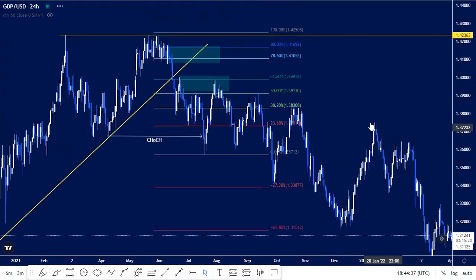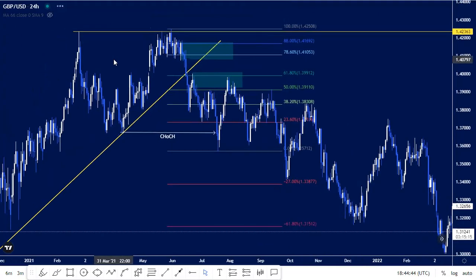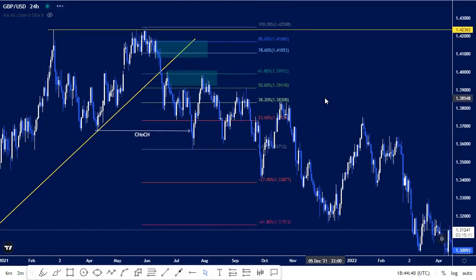Someone was asking me, why is it that when you're analyzing, you start from the higher time frame and you enter your trades on a lower time frame? The only reason for entering on lower time frames is to minimize the stop loss. It's just to minimize the stop loss.